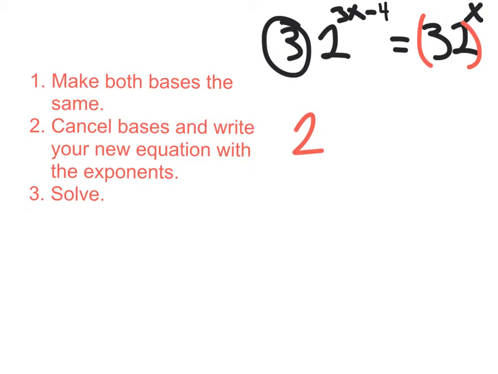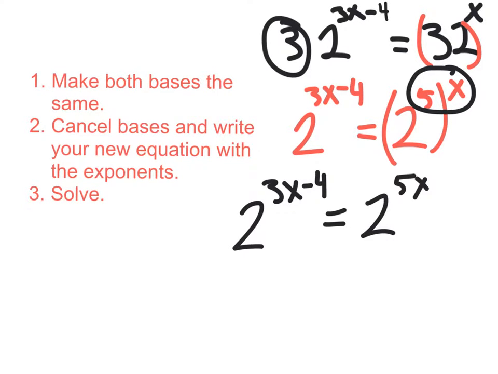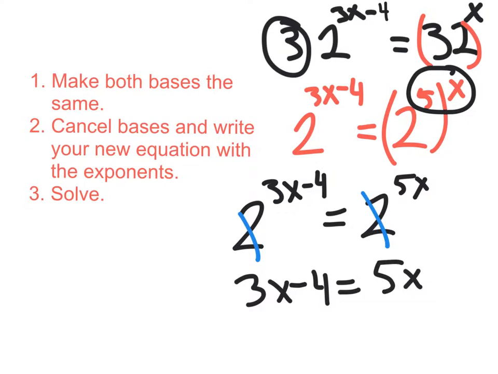So you really have 2 to the 3x minus 4 equals 2 to the 5, but it's also to the x power, which means that when you have a power to a power, you multiply them and you get 5x, right? So you really have 2 to the 3x minus 4 equals 2 to the 5x. And now that the bases are the same, you know you could just eliminate them. And your new equation becomes the exponents. 3x minus 4 equals 5x. And that becomes a new equation that you could solve, right?